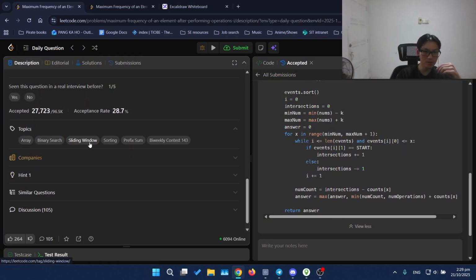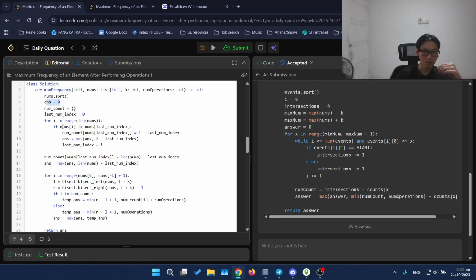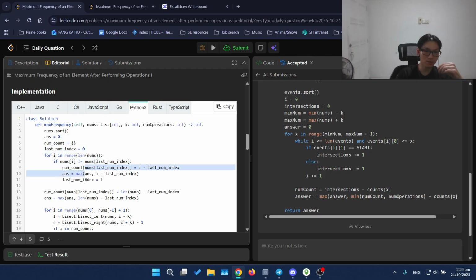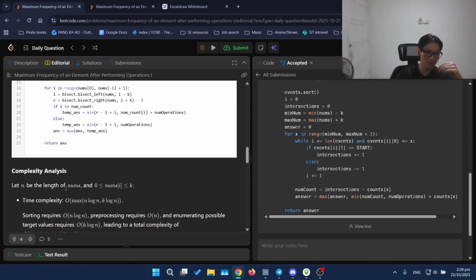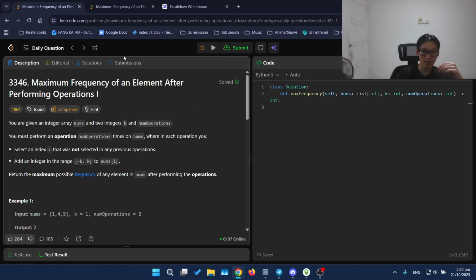Topics: array, binary search, sliding window, sorting, prefix sum. Interesting. I'm gonna read it later. I'm gonna take a break first before coming back to this. But anyway, yeah, we can show you my code.